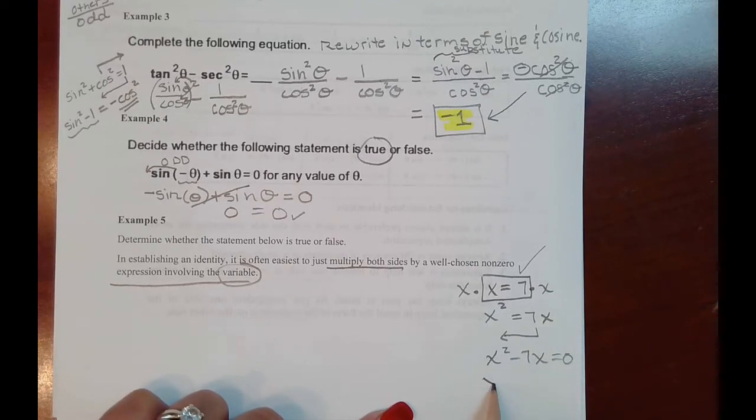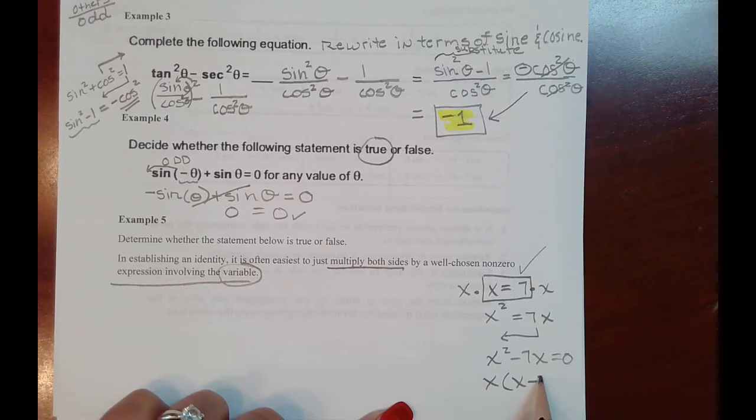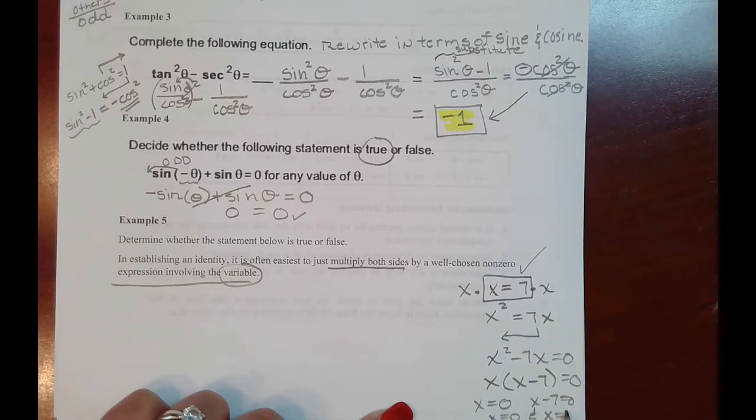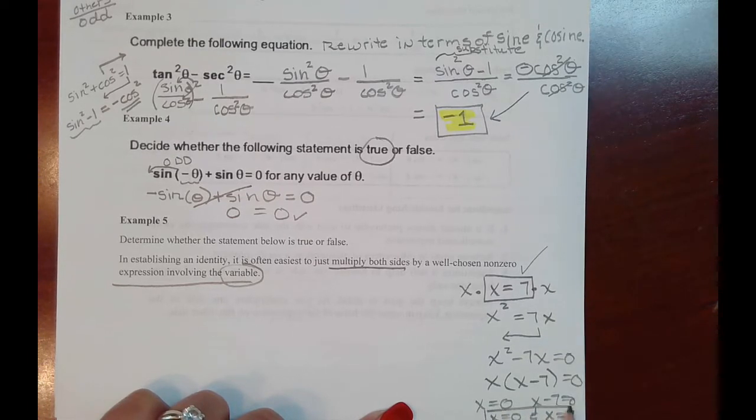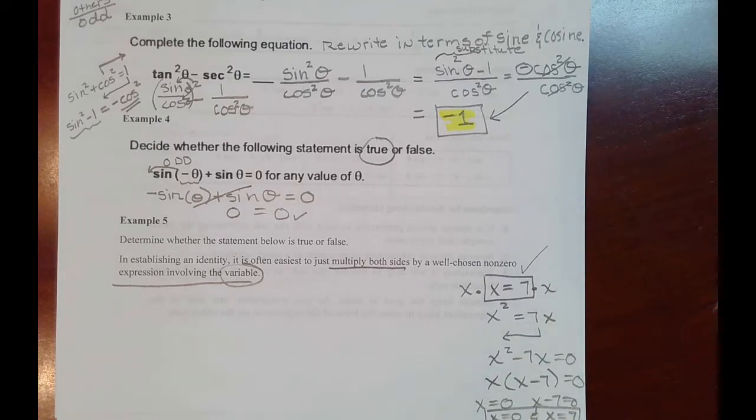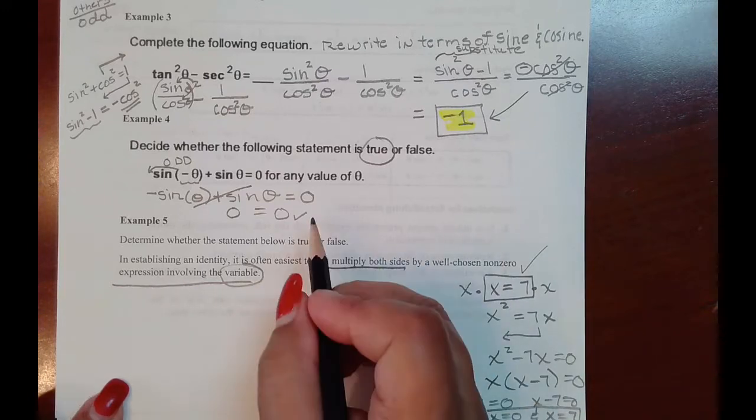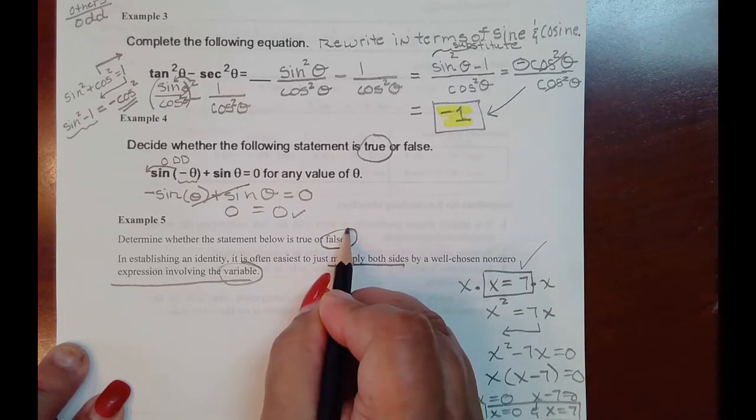Because to solve this, you'd have to factor it. The way that you get the answers is take each of these factors, set it equal to 0, and you now have x equal to 0 as an answer and x equal to 7. So do not multiply both sides by a variable. And that's what they're asking here. Is this true or false? Is it just easiest to multiply both sides? That's false. In fact, you're not allowed to do that.